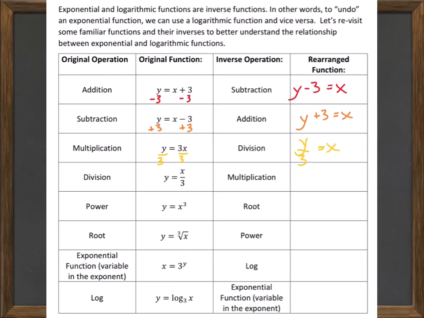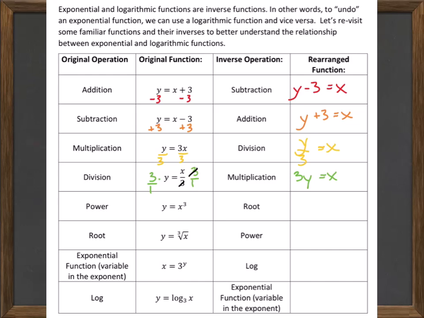Now we have division. Right? We have y equals x divided by 3. How do we undo a divide by 3? Well, we multiply both sides by 3, or if it makes you happy, think about multiplying by 3 over 1. So then what happens, right? These 3's go away, so we find out that we have 3y is equal to x. Again, y equals x over 3 is the same as saying 3y equals x. They're just rearranged.